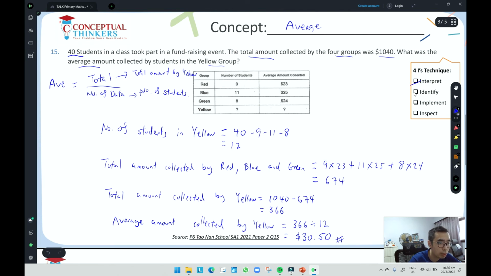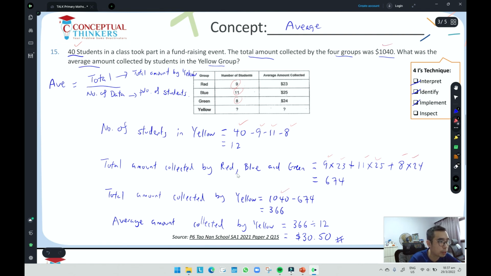So we interpreted the question, we identified the concept, and we implemented the steps to do the calculation. Now we need to do our inspection, to ensure that the numbers we used are all correct. For example, we have 40 here, so I'm using 40, then we have 9, 11, and 8. Ensure that the numbers you are using are correct, and do a recalculation for the steps that you have done. So I will press my calculator again to check whether I get 12 and that all the numbers we are using are correct.